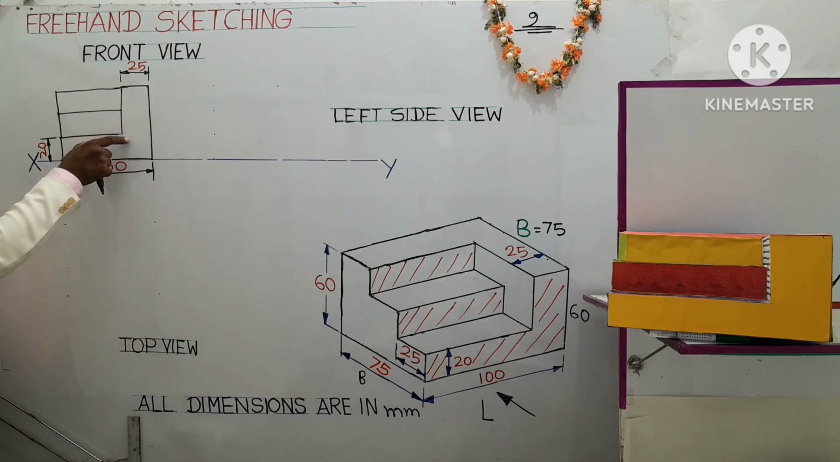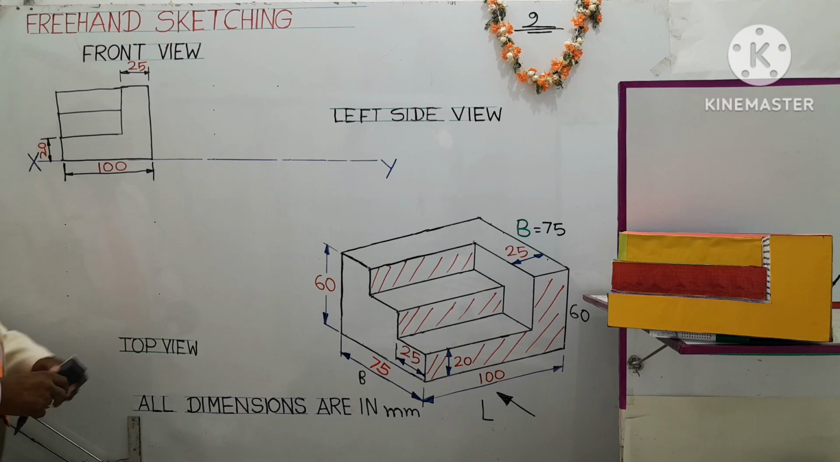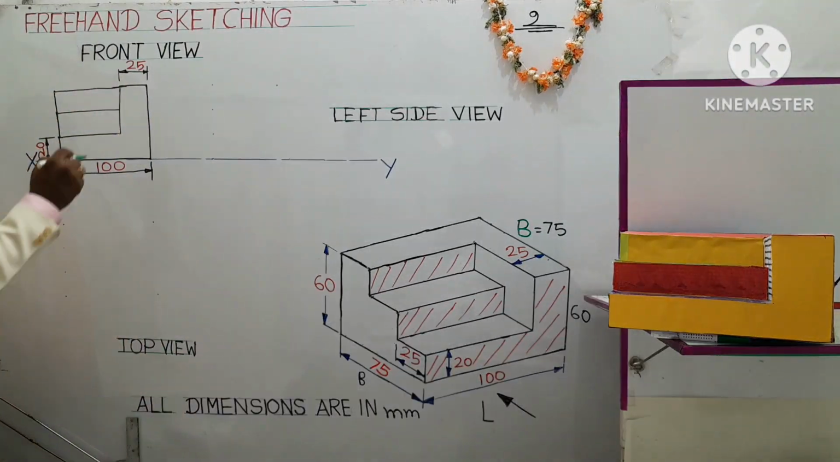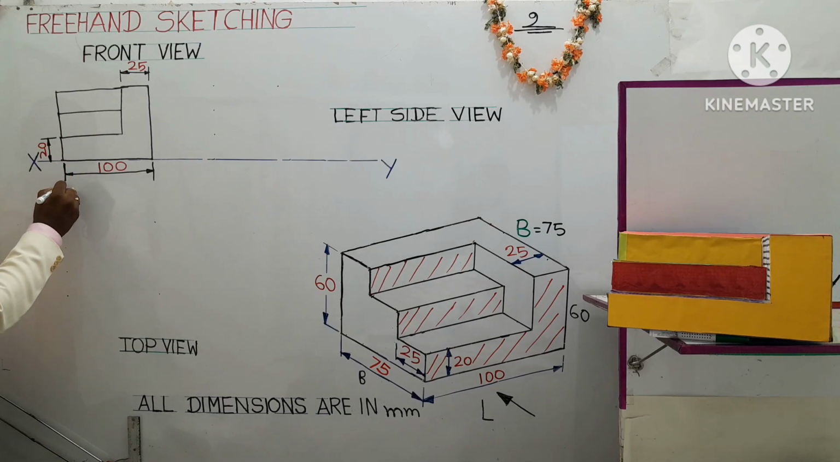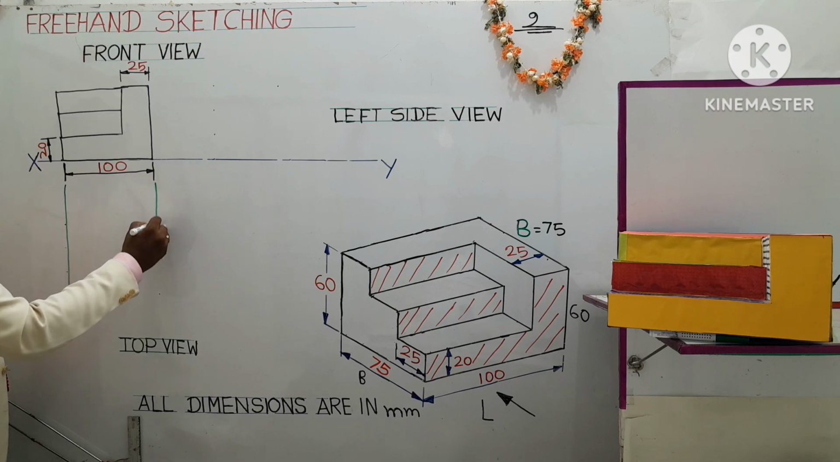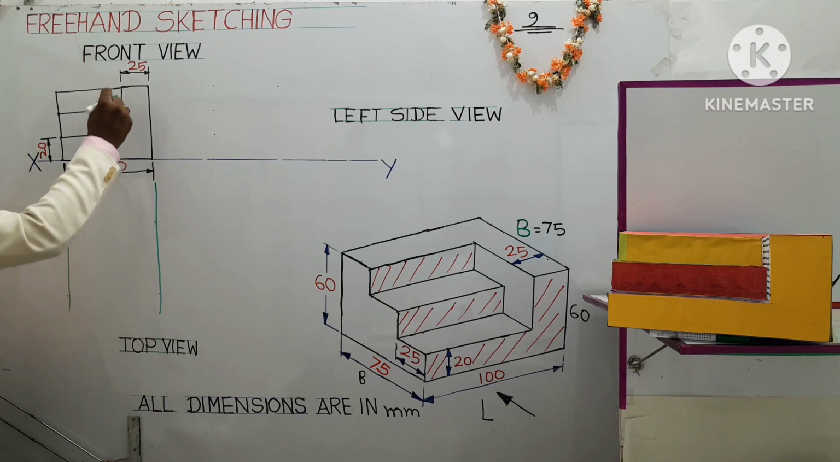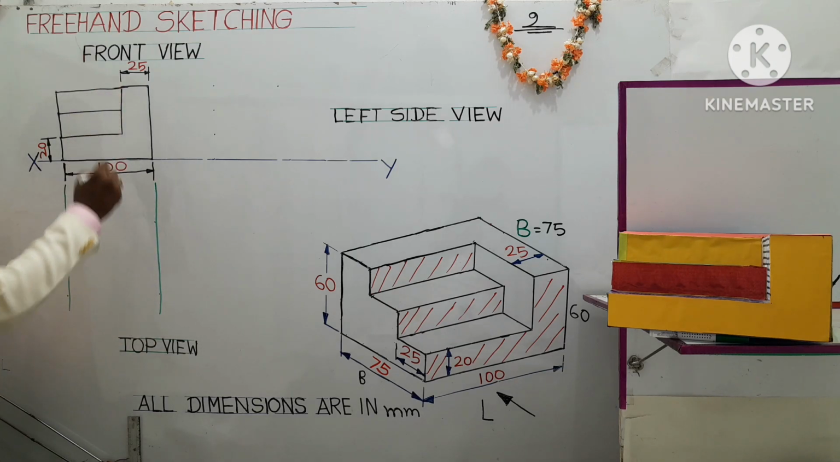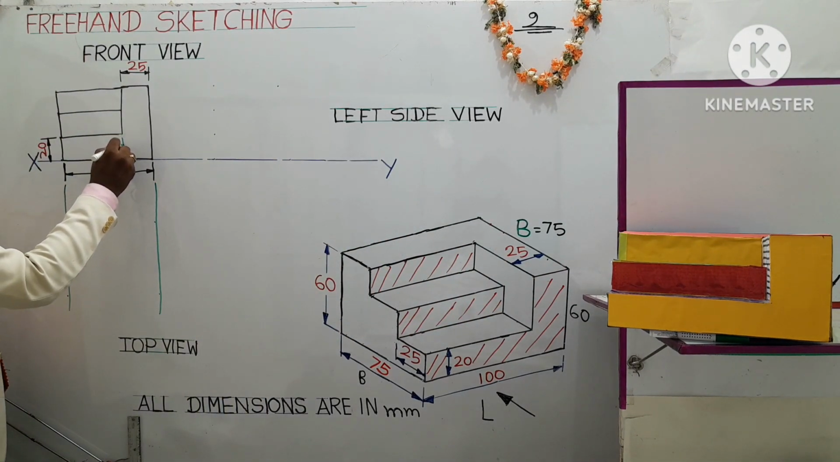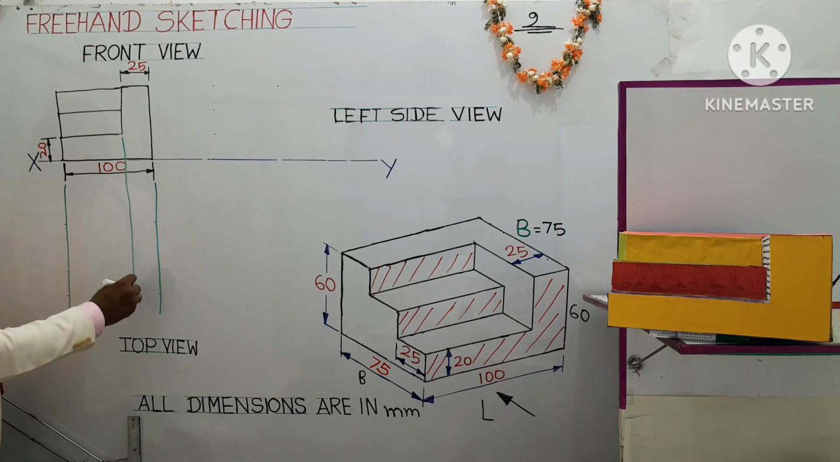The top view will come exactly below the front view. So for that, take your 2H pencil and draw vertical projectors from various end points of the object. Another projection line here. Then for this 20 mm, 25 mm, this is that portion. Here also draw an extension line using a 2H pencil like this.